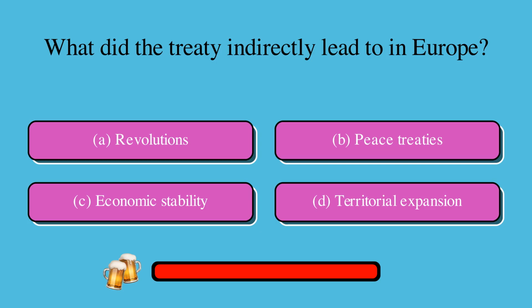What did the treaty indirectly lead to in Europe? Is it A. revolutions, B. peace treaties, C. economic stability, or D. territorial expansion? The correct answer is A. revolutions.